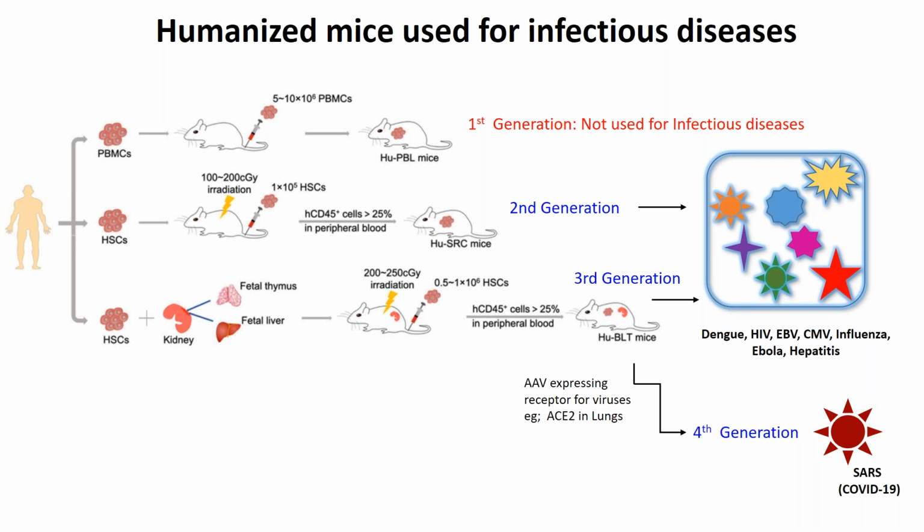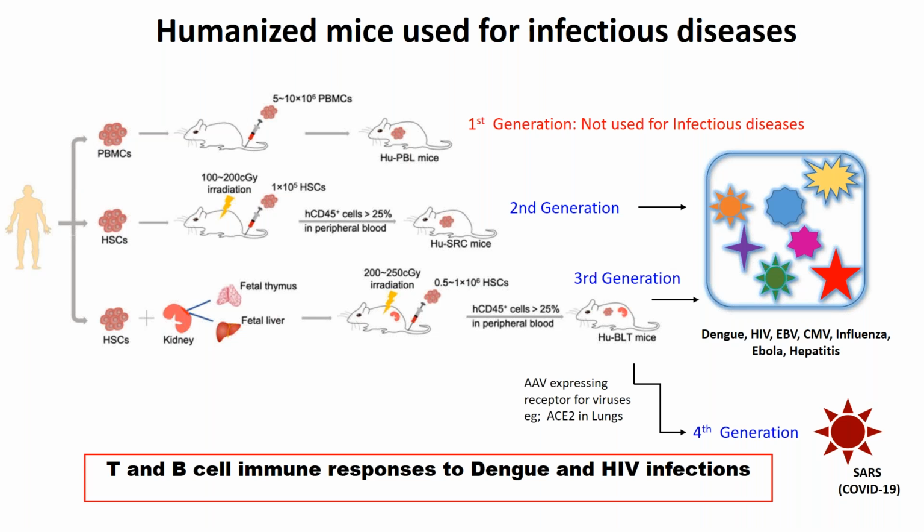And then recently, there is what I call a fourth generation of mice, where either the HSC model or the BLT models are further transduced by an AAV, which expresses the receptor of a specific virus, thus making them infectable with the respective virus. I will talk a little about these mice in the later part of my talk. This fourth generation has now been shown to be used for COVID-19 or SARS infection.